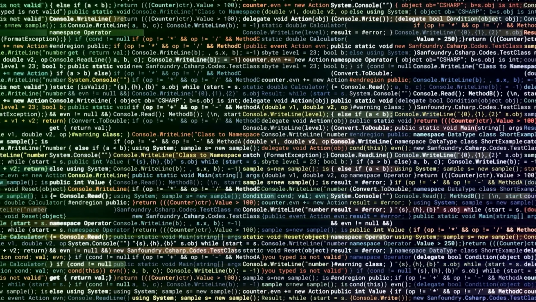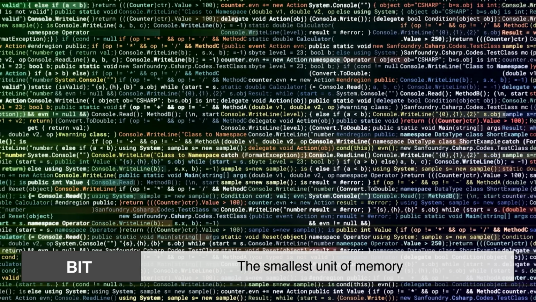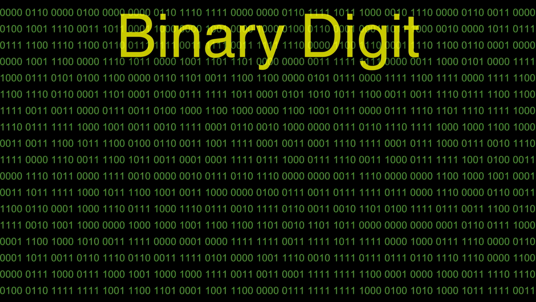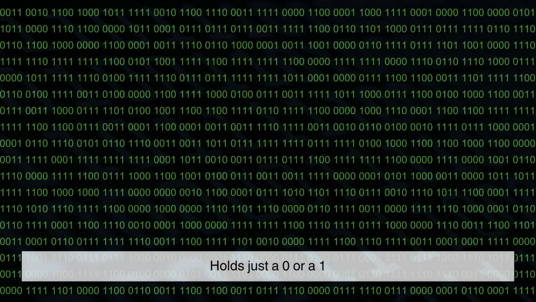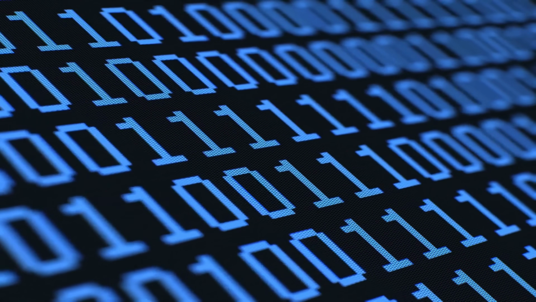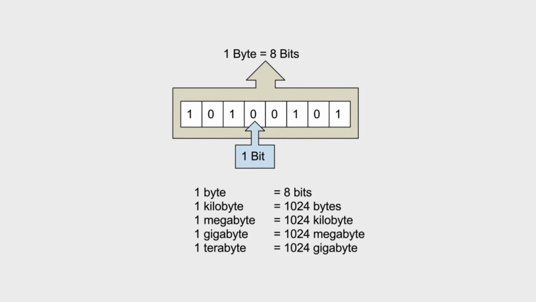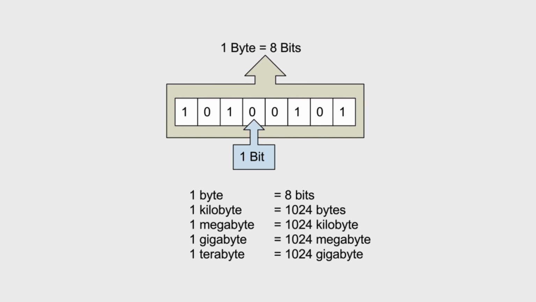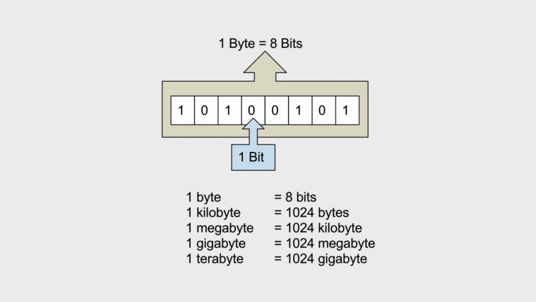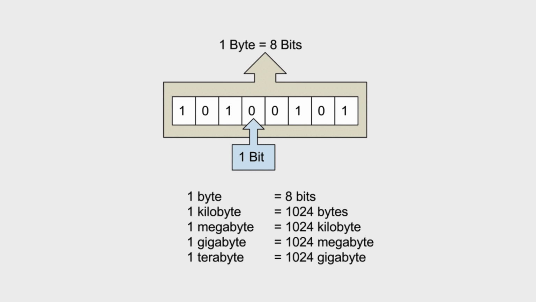Now zoom in to the bit, the smallest unit of memory. A bit, short for binary digit, holds just a zero or a one. Yet with these two states, computers represent everything, from cat videos to climate models. 8 bits make a byte, enough for one character like A. Scale that up, kilobytes, megabytes, gigabytes, each storing vast sequences of bits.